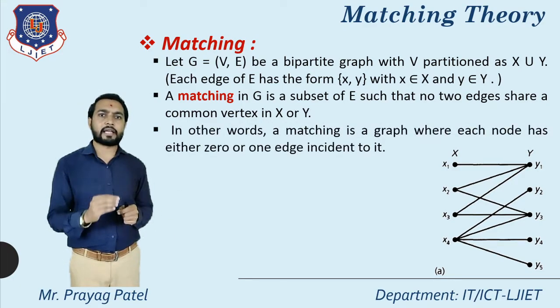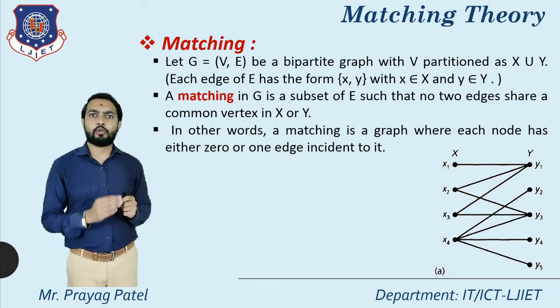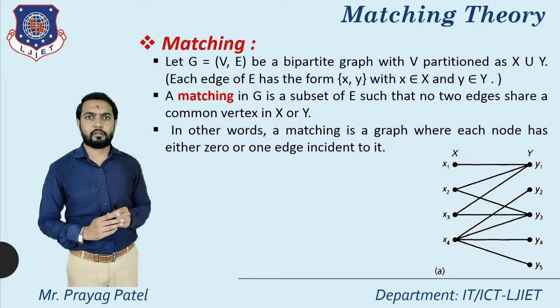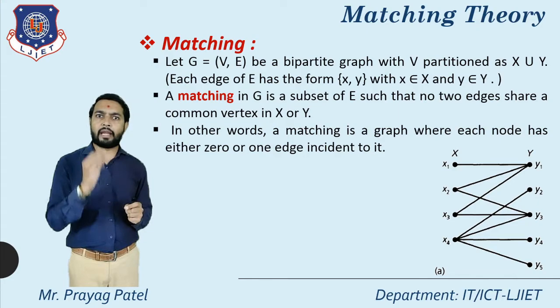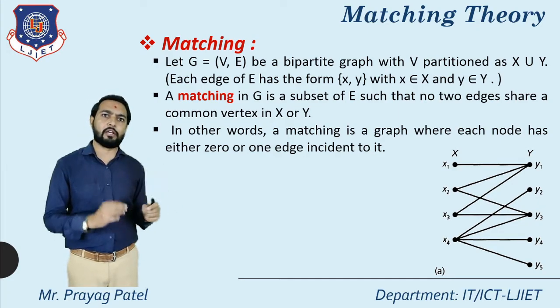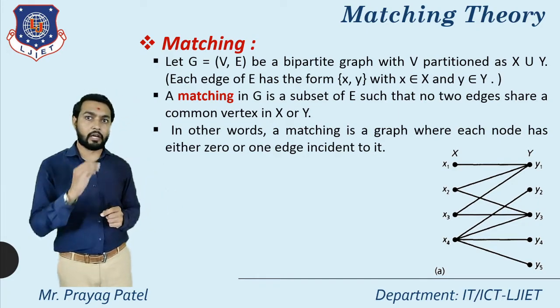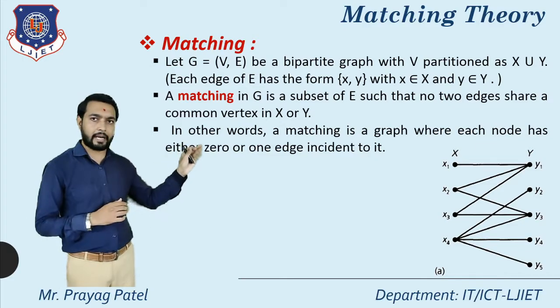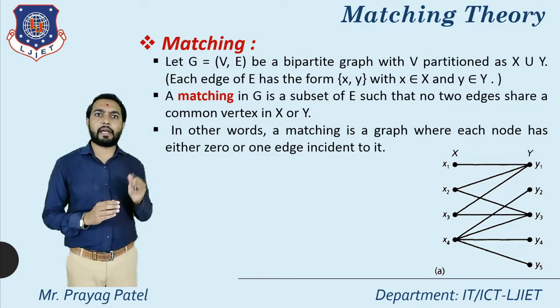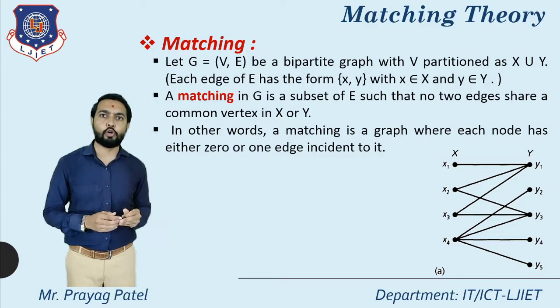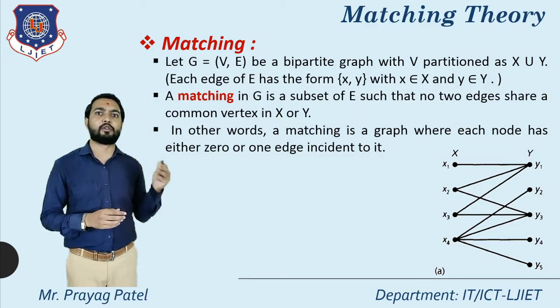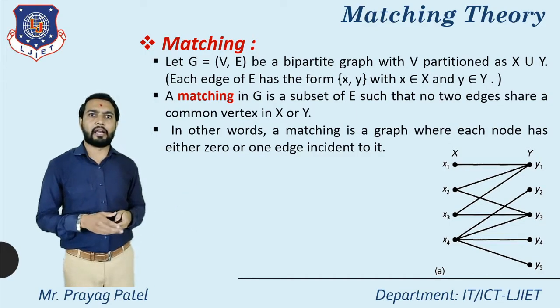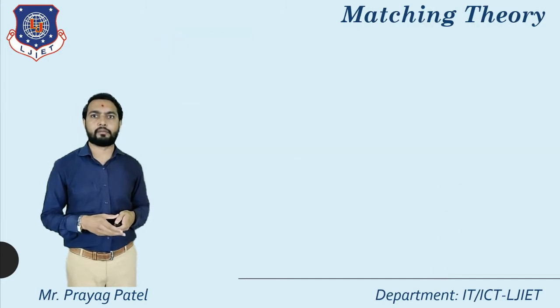That means assign Y1 to any one of the X, assign Y2 to any one of the X, assign Y3 to any one of the X. In other words, a matching is a graph where each node has either 0 or 1 edges incident to it. So here the degree is 0 or 1.